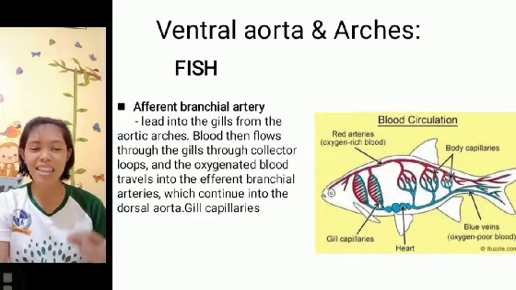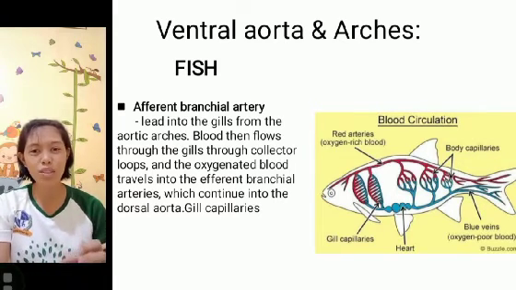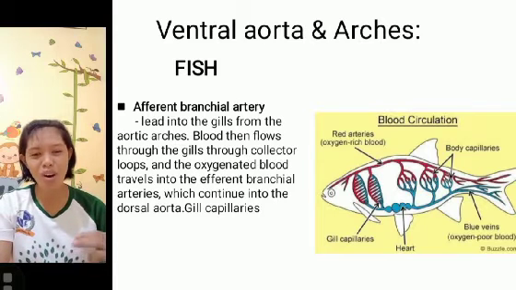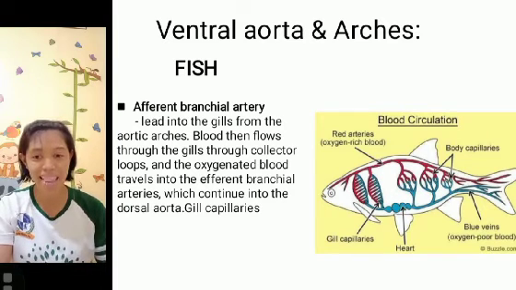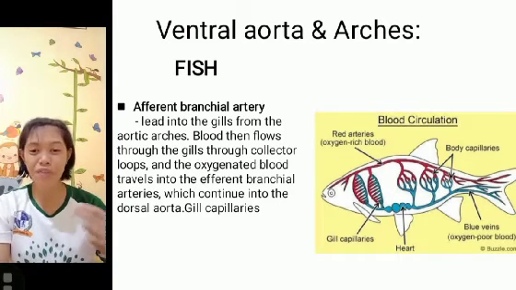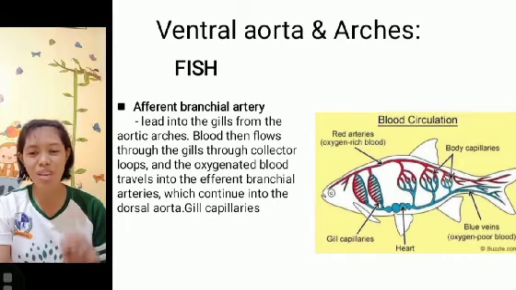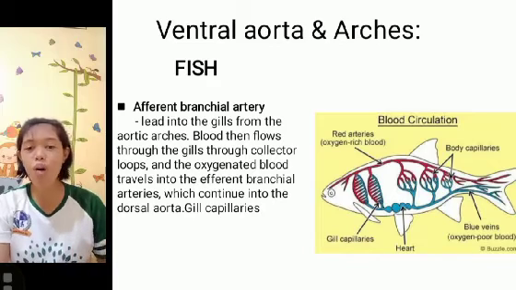So here in these arcs or the gill capillaries, we can subdivide this into three. The area near the ventral is our afferent branchial artery. As we go here, remember, that's our afferent. Then the gill capillaries or the arcs. And next to it is our efferent, in which oxygenated blood is found. And then it will transport into the dorsal aorta and then throughout the body.